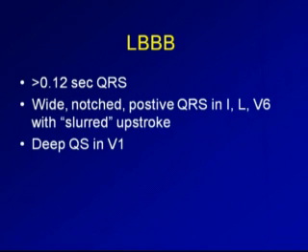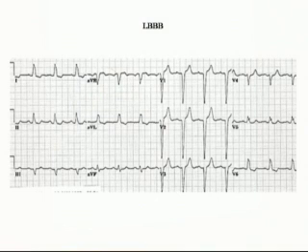And in order to define it as conduction system disease, I want to see a very typical morphology. So to start with, greater than 120 milliseconds QRS duration, and we'll see a wide, notched, and positive QRS in 1, AVL and V6. Looks like somebody took a bite out of the top of the QRS. And a deep QS in V1.